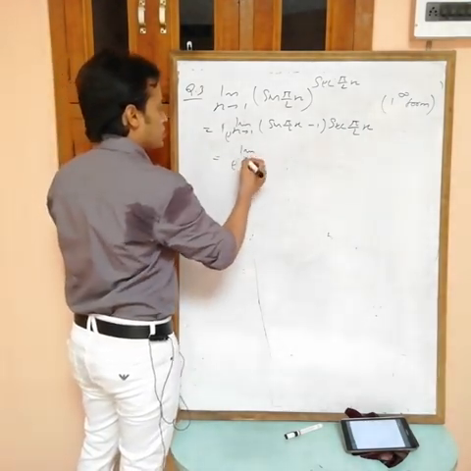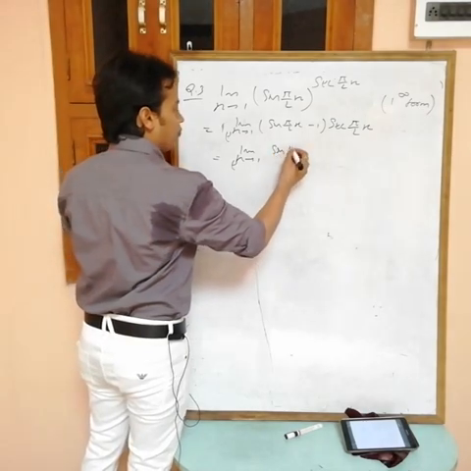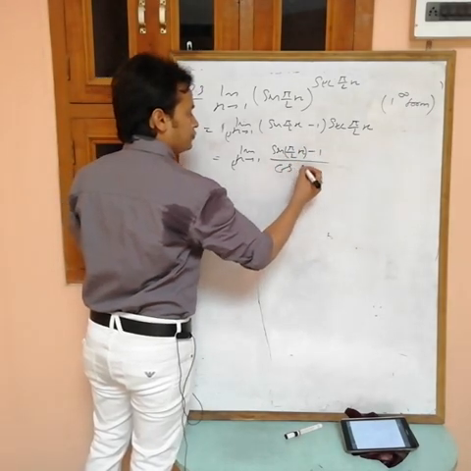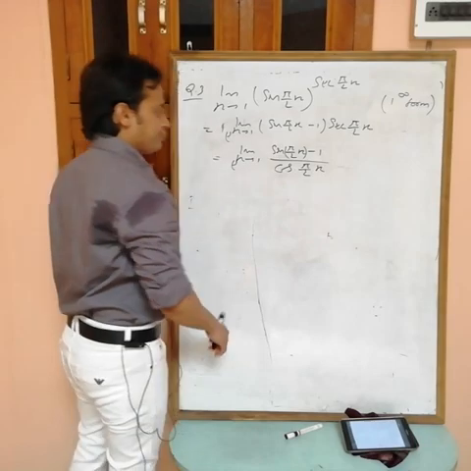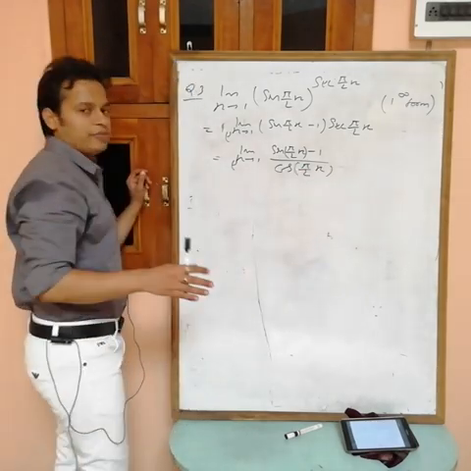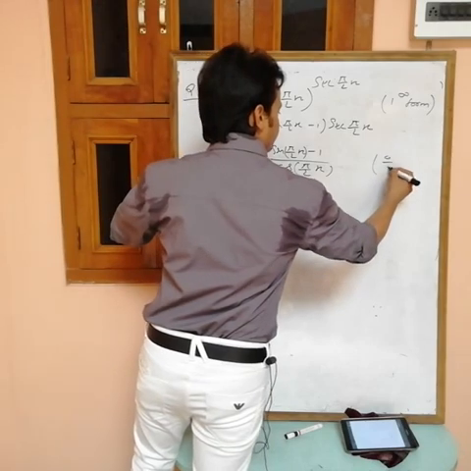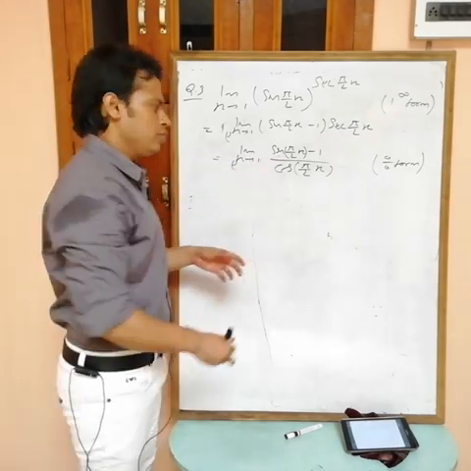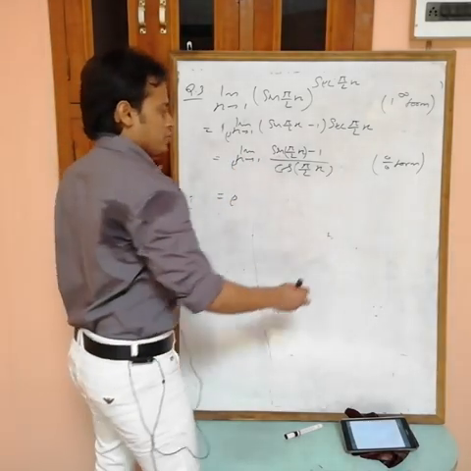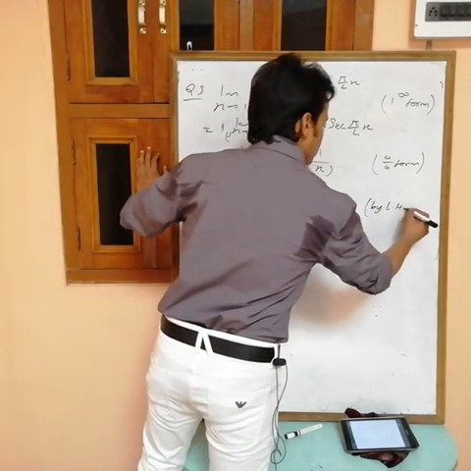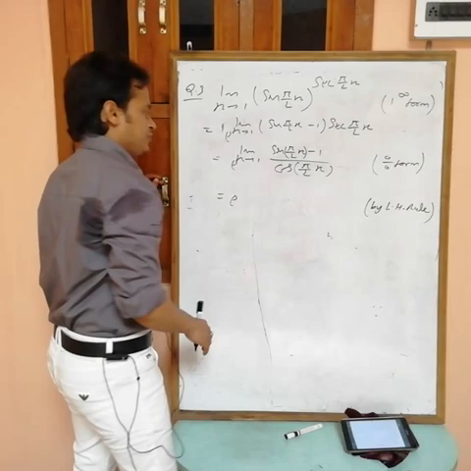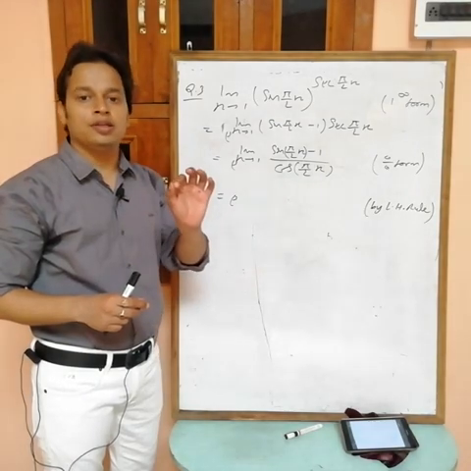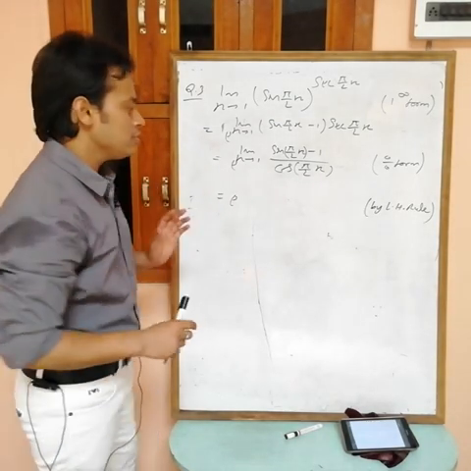e to the power limit x tending to 1 of (sin(pi/2x) minus 1) by cos(pi/2x). Now if I put x equals 1, I am getting a 0 by 0 form in the e power. So I can solve this, no problem. Then use L'Hopital's rule. You can use it anywhere if you are getting the form 0 by 0 or infinity by infinity.